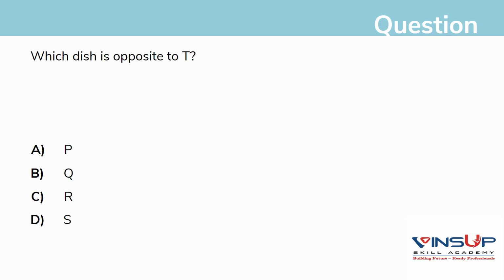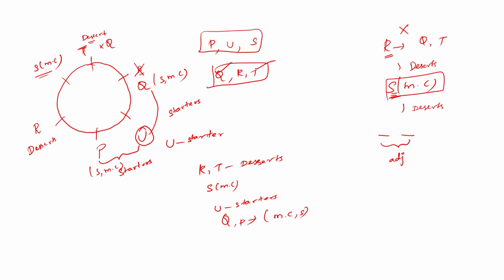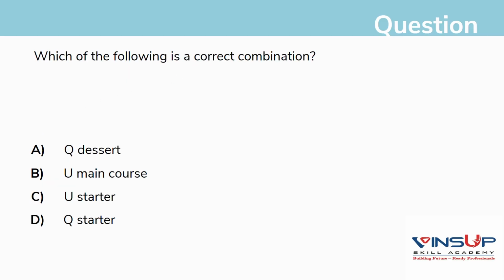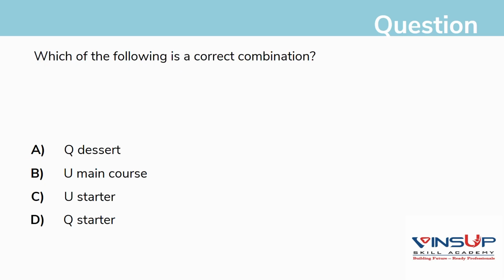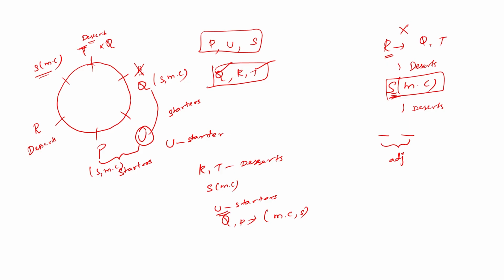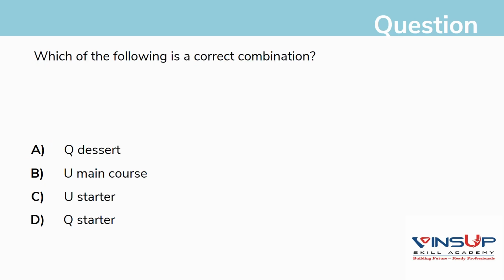Which dish is opposite to T? P is opposite to T. Which of the following is a correct combination? Option A, Q dessert. Definitely Q is not a dessert; Q may be a starter or main course, so A is not correct. Option B, U main course. No, we have seen U is definitely a starter, so B will not come. Third option, U starter. Yes. Q starter. Q may be a starter. There are two possibilities for Q, starter or main course. So the confirmed option is C.